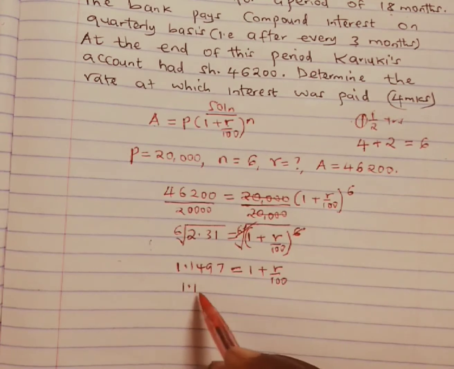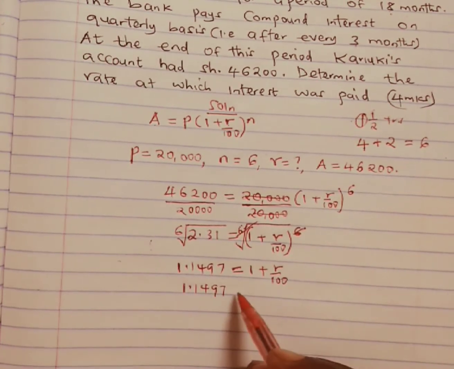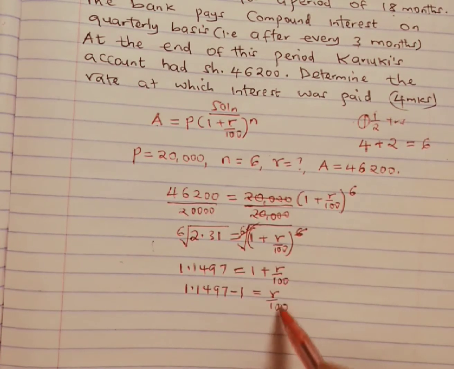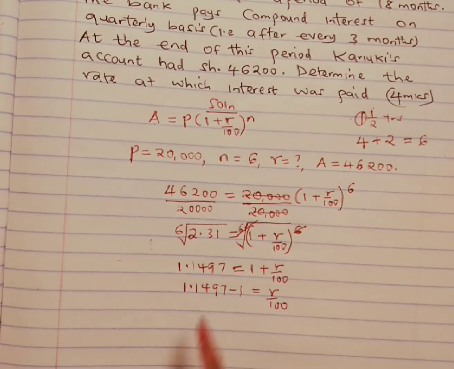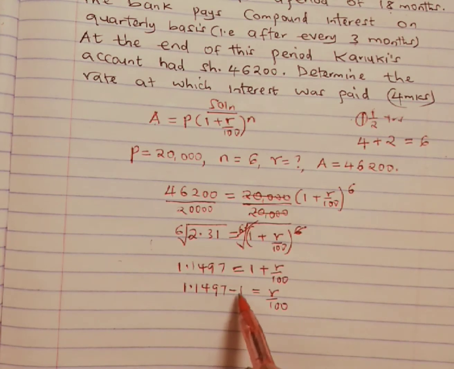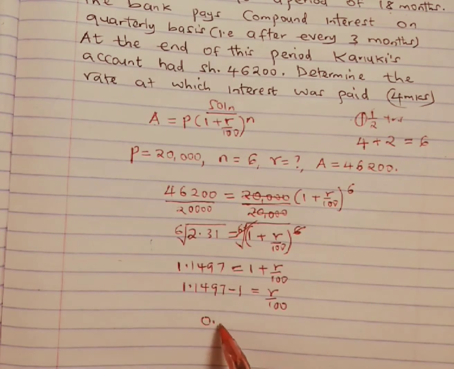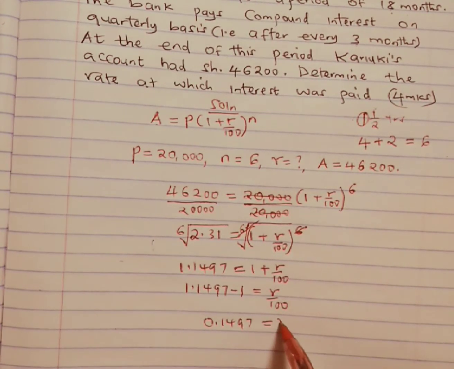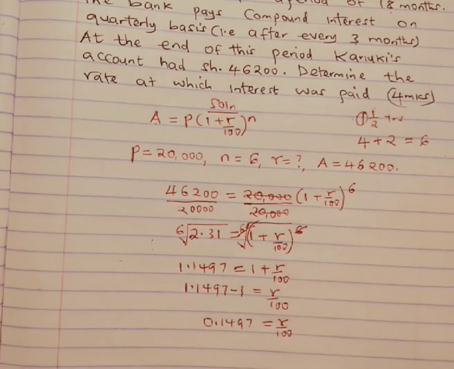From there now, collecting the like terms, 1 moves to this other side where it becomes a negative. So 1.1497 minus 1 will be equal to r divided by 100. And in this case now, we know 1.1497 minus 1 will give us 0.1497, and this one is going to be equal to r divided by 100.